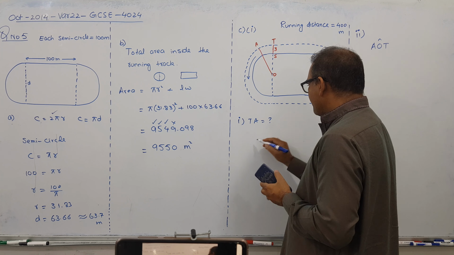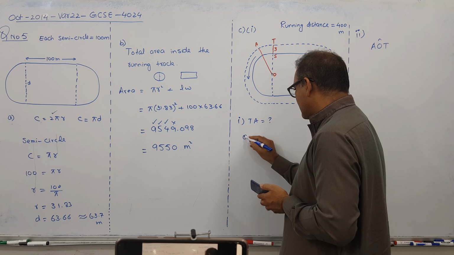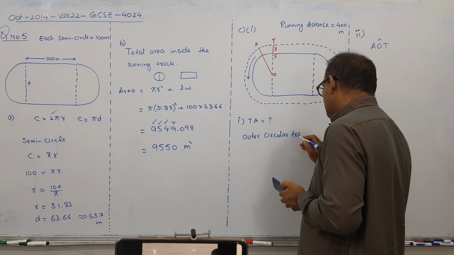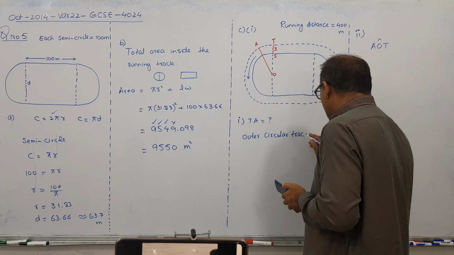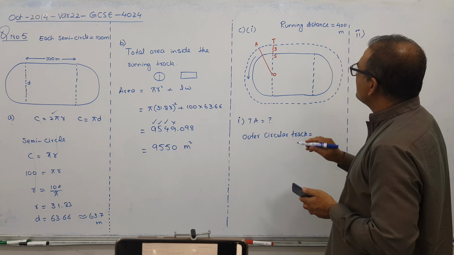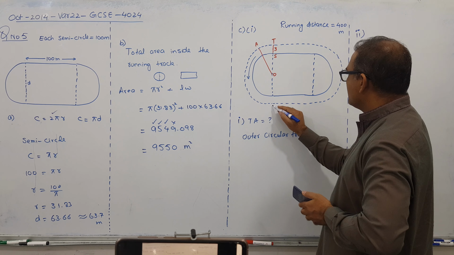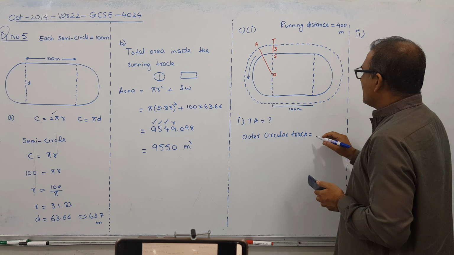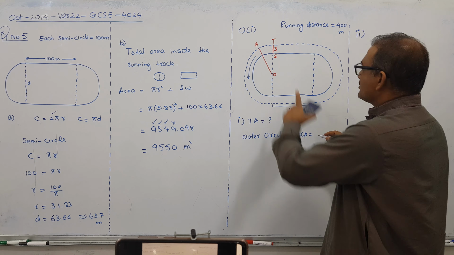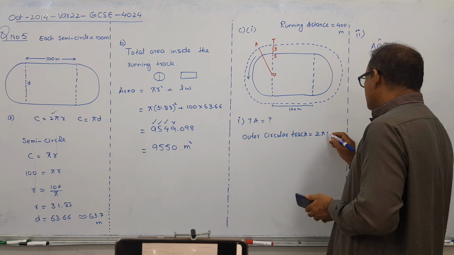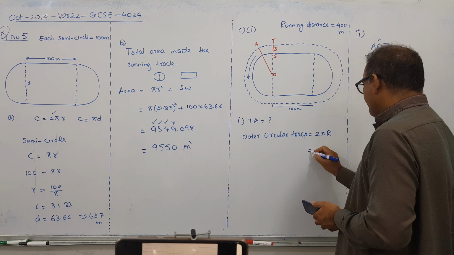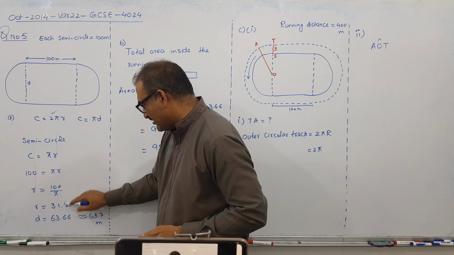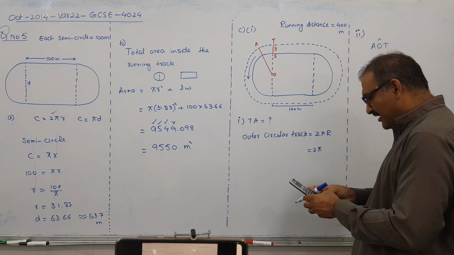So if I subtract, what is the total of the two circular tracks? This is my target. So the total outer circular track. What is the simple method? From here till here is 100 meter, it's also 100 meter. So I leave 100, I leave 100. So the circular track becomes 2 pi r. I use capital R for the outer. And what is this one? This gap is a radius, and the radius here is 31.83.